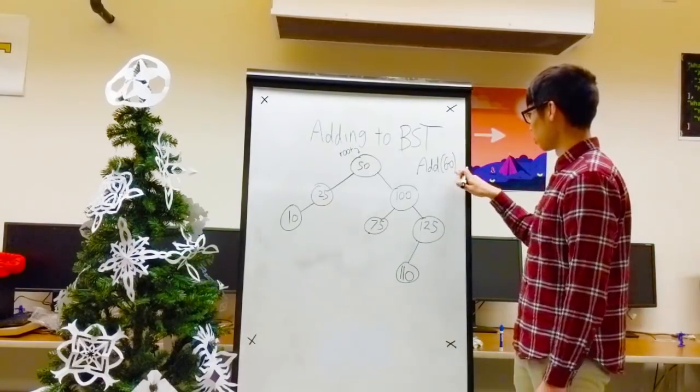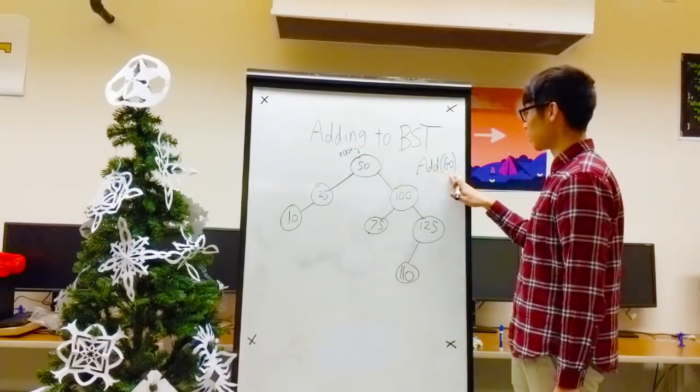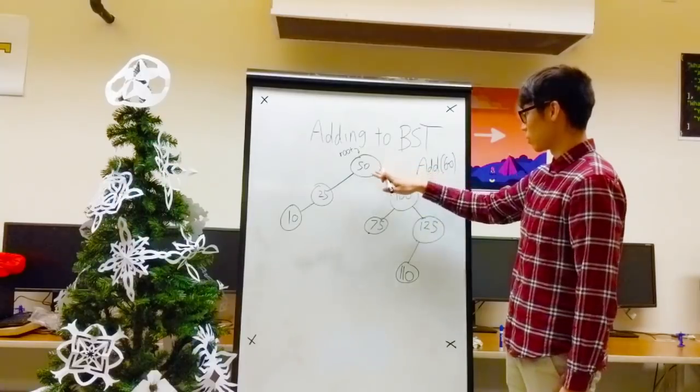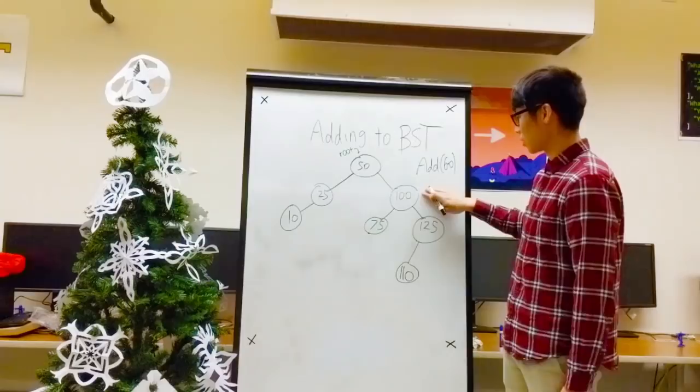So again, when we're adding 60, we'll start at the root, and we'll compare 60 to 50. We see that 60 is greater than 50, so we'll check 50's right child. We see that it is not null, it is 100, so we'll traverse to this node.